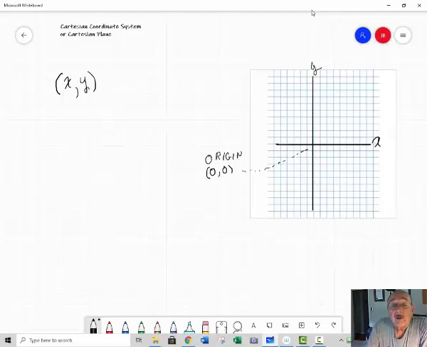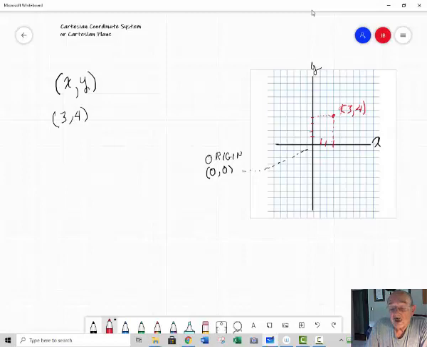Okay? Now the order does make a difference, because what we're going to look at is the point 3, 4. The point 3, 4 means that I'm going to go over from that origin 3 units. 1, 2, 3, and then I'm going to go up 1, 2, 3, 4. And the intersection of those two lines is the point 3, 4.